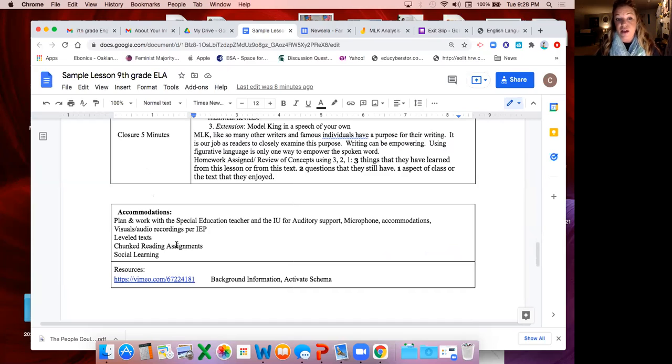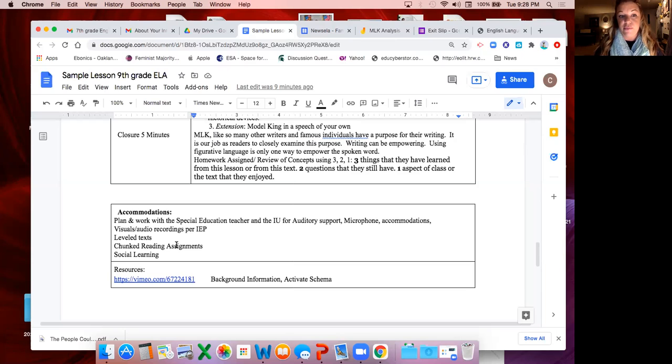And in terms of the accommodations for all of my students, it's really important, of course, to note that I would have to talk to the special education teacher and check out the IEP, read it for myself, and see whatever accommodations are listed, as well as the intermediate unit for the auditory support and the auditory specialist. If there's a microphone that's involved or other technology that I need to be aware of, this is all, I'm sure, in the IEP. And I'd like to include visuals both on the computer and handouts, level the text, chunk the assignments, and incorporate social and emotional learning.